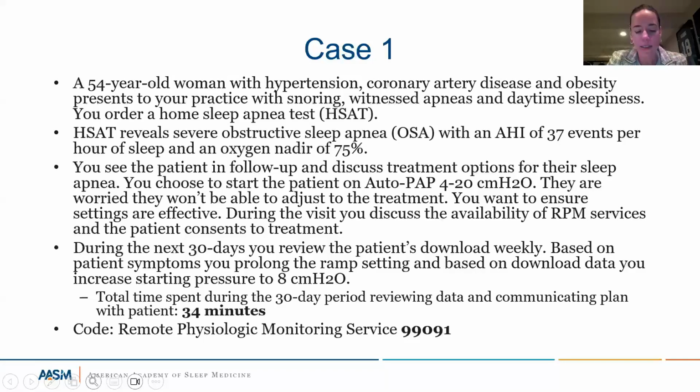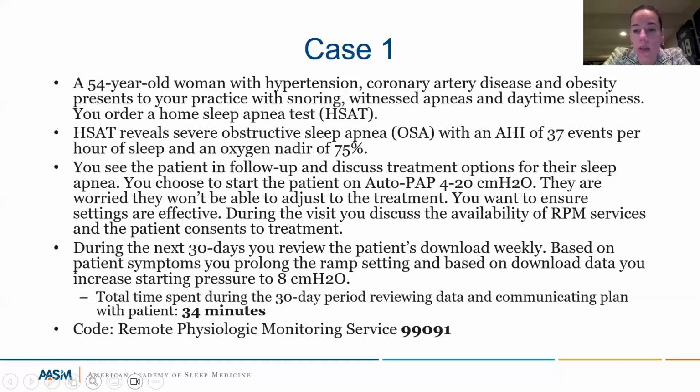So I have a couple of case examples of how these codes may be translated into a sleep medicine practice. For this first one, let's say you have a 54-year-old woman in your practice. She has hypertension, coronary artery disease, and obesity, and she's coming in for a new patient visit with snoring, witnessed apneas, and daytime sleepiness. You suspect sleep apnea, you order a home sleep apnea test. The test comes back with severe sleep apnea, 37 events per hour, desaturating to 75%. And you see the patient in follow-up, discuss treatment options for the sleep apnea, and together you elect to start auto PAP 4 to 20 centimeters of water.